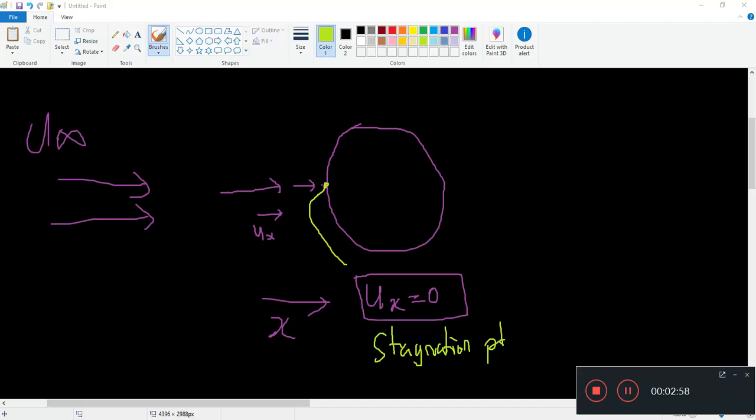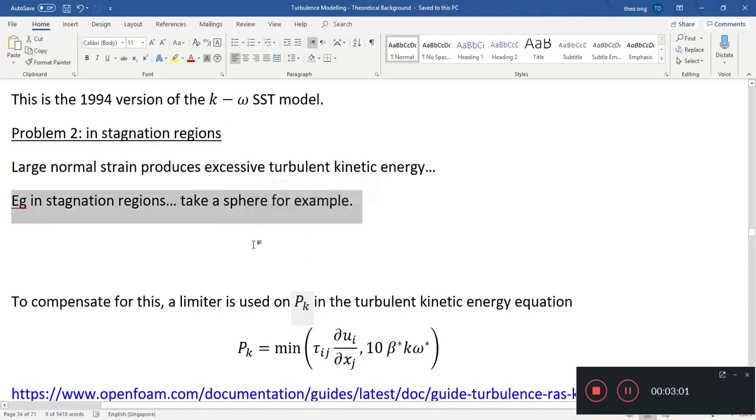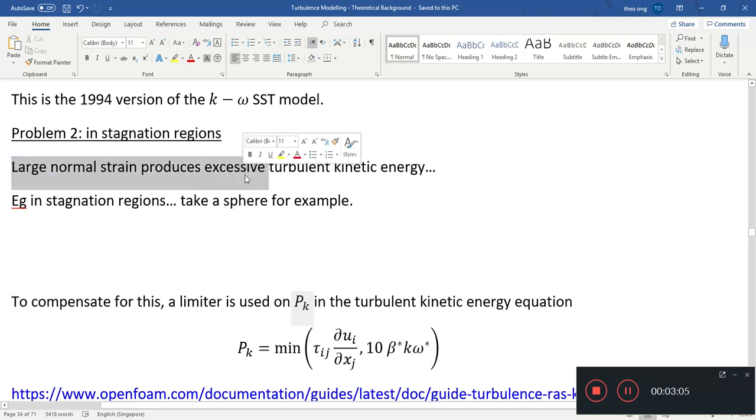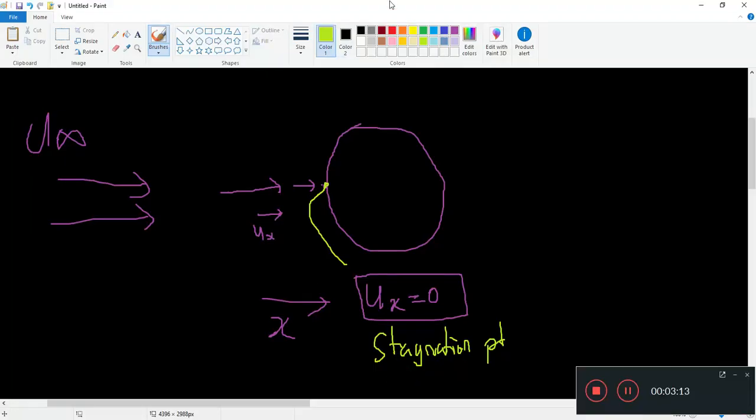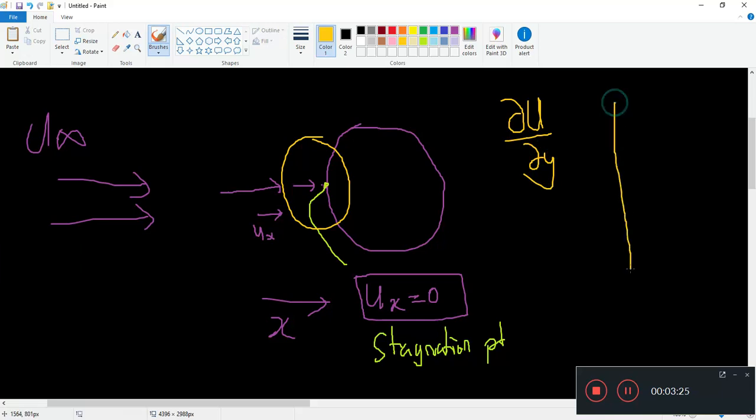And what's the problem? The problem is that in the stagnation region, large normal strain produces excessive turbulent kinetic energy. So what is it saying here? Here is the stagnation region. What it's saying is that large normal strain. And what's the large normal strain? Usually normal strain, we commonly know it as du dy, and remember we have this velocity profile.